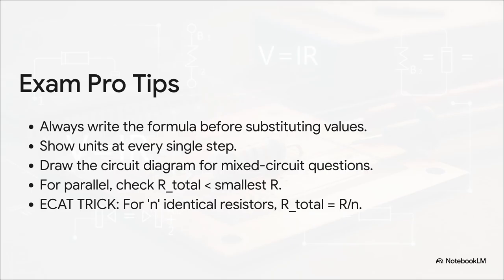And I'll leave you with a fantastic ECAT trick. If you have a bunch of identical resistors in parallel, the total is just the value of one of them divided by how many you have. It's a massive time saver.